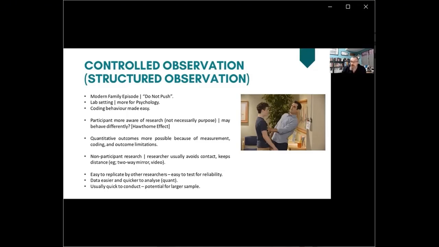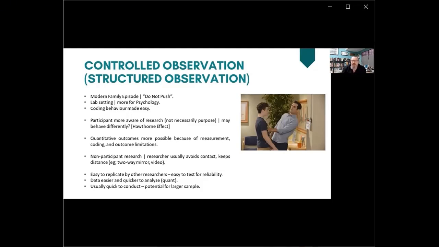Quantitative outcomes are certainly a lot more possible because of measurement, coding, and outcome limitations. So, in this case, we have a sign, push or don't push. So there are two outcomes. What happened? Another measurable outcome: how long did it take them to make that decision from entering the room until pushing the button or not pushing the button? So it becomes very easy to get quantitative data that we can then measure and make inferences about.